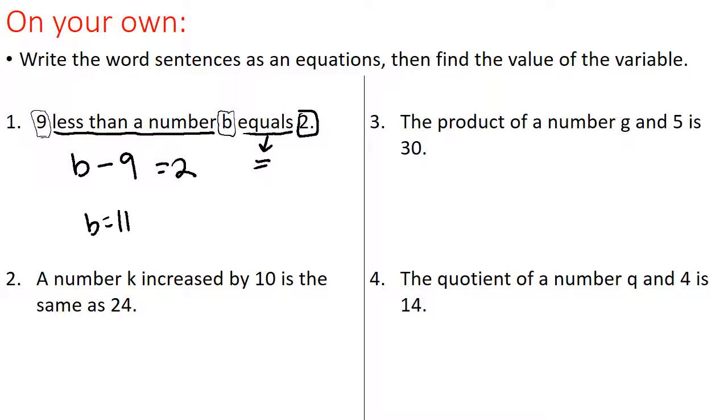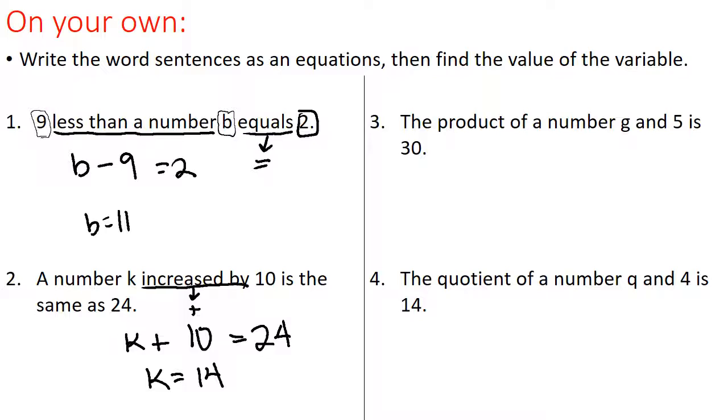So number k is increased by 10 is the same as 24. So if we look at this, the number k is going to be increased by, which tells us that we're going to be using addition. So k increased by 10 is the same as, tells us that that is our equal sign, 24. So k plus 10 is equal to 24. So what plus 10 is equal to 24? We know 14 plus 10 is equal to 24, so k should be equal to 14.